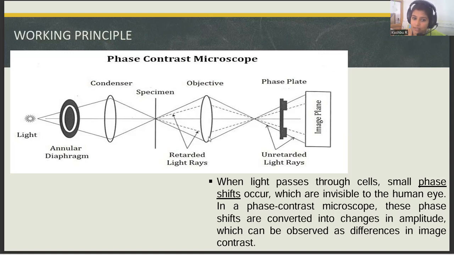Here, the objective lens will enable us to magnify the image, and then it is focused onto the faceplate. This faceplate has the ability to quantify the retarded light ray and the unretarded light ray, and then the final magnified image is produced. This is how the phase contrast microscope works. It looks just like your compound microscope, but the phase shift quantifier is present exclusively in this one. The phase shift is not generally visible to the human eye, so it has to be quantified and then changed to amplitude, and then the difference is observed as the image contrast.